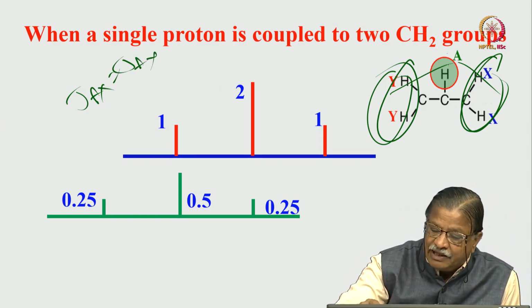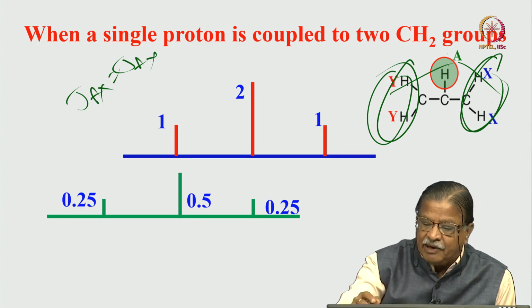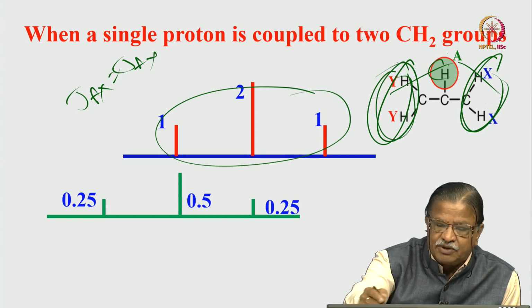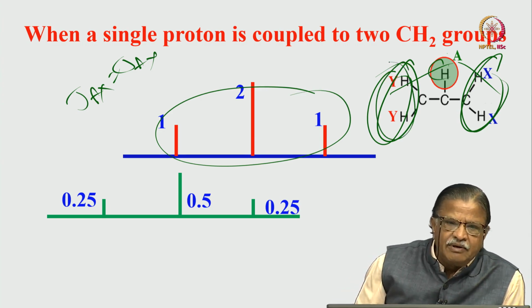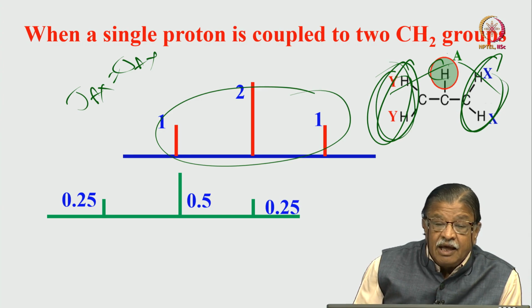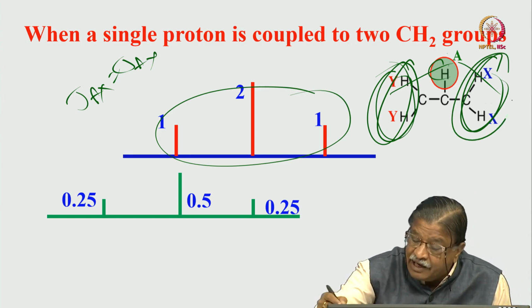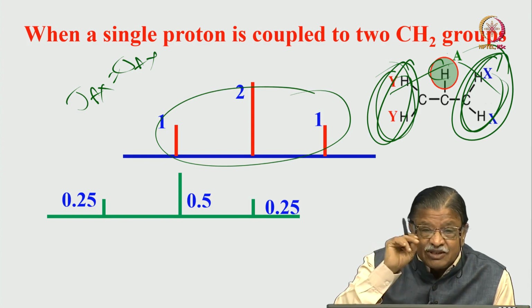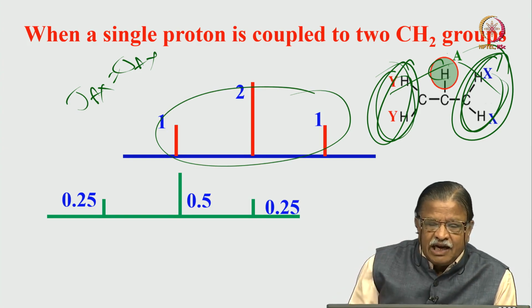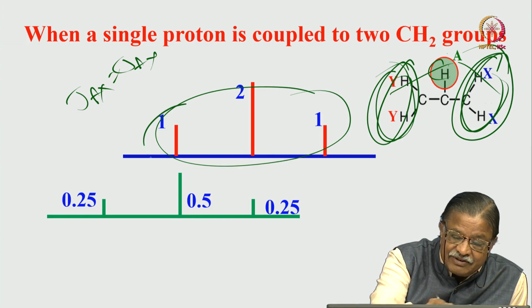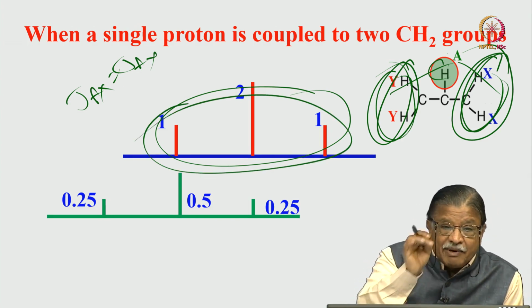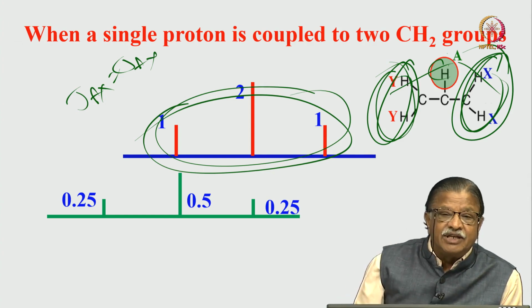Because of one of the CH2 groups, when it is coupled, it will become a triplet, that we already discussed. When this proton is coupled to a CH2 group, by the 2nI plus 1 rule it will become a triplet. But now what is happening? It is also coupled to another CH2. What will that CH2 do? It will ensure that each line of this triplet is further split into a triplet. Each line will become another triplet because of the other CH2.